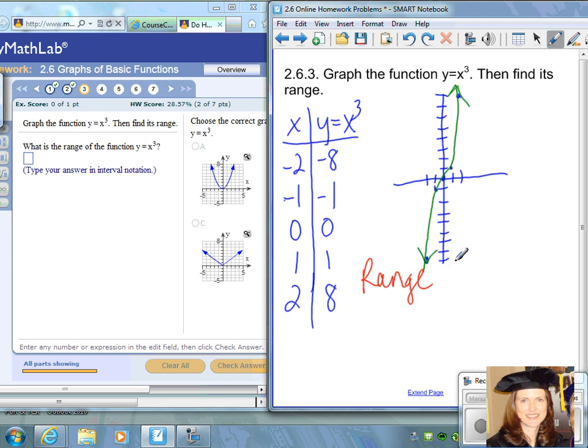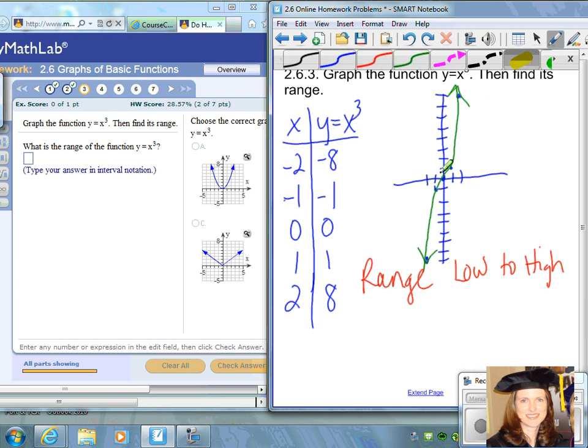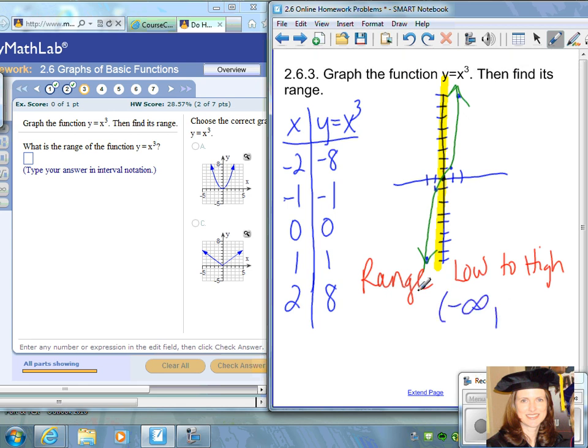And when we look at the range on the graph, we want to look low to high. What is the lowest that this graph is going to go and the highest that this graph is going to go? Well, this graph keeps going down, down, down. It's going to go down to -infinity, and it keeps going up, up, up to +infinity. So our range is -infinity, the lowest that this graph is going to go, to +infinity. That's the highest this graph is going to go.